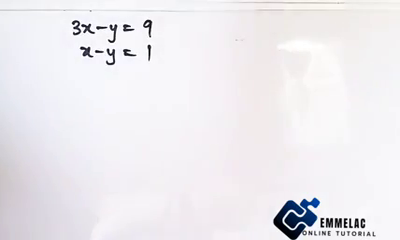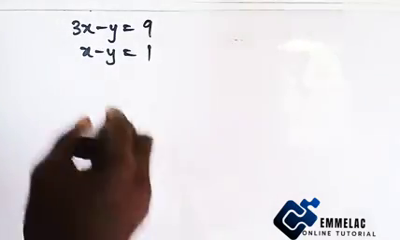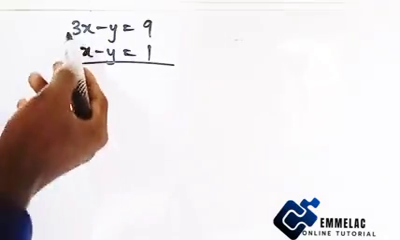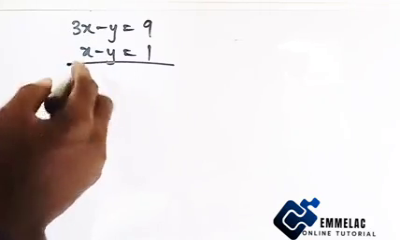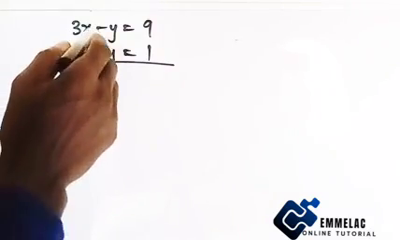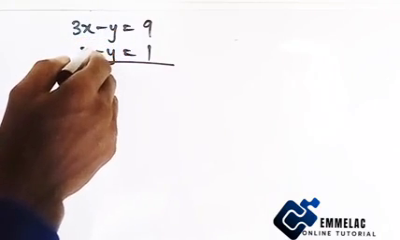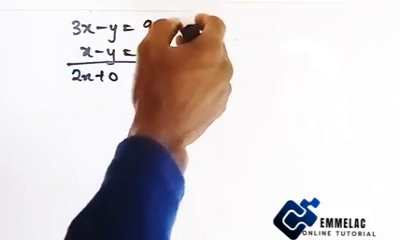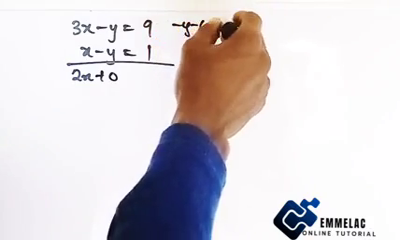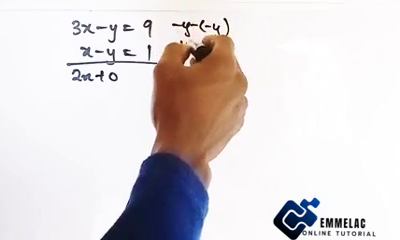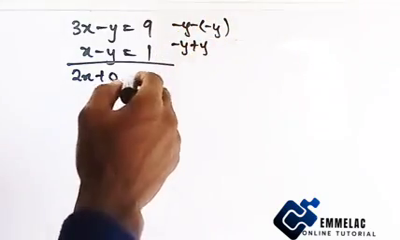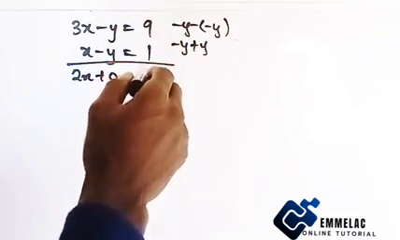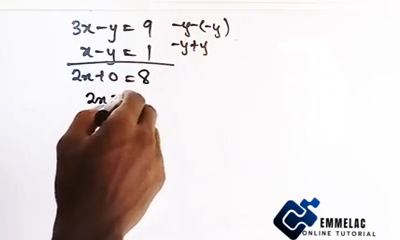Okay, from this we can apply the elimination method, which means we have to subtract. Now 3x minus x gives us 2x. Minus y minus y gives us 0. Now you may ask, minus y minus minus y, minus times minus gives us plus, so it cancels. So here you have 9 minus 1, which is 8. So here we have 2x equals 8.